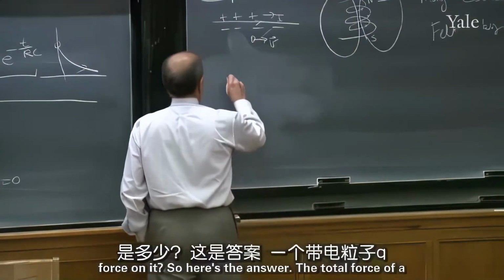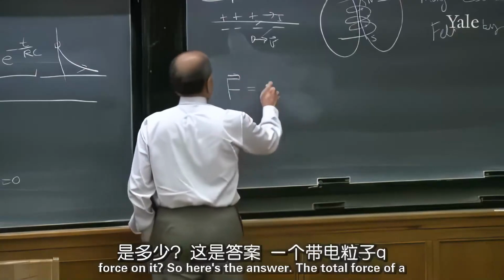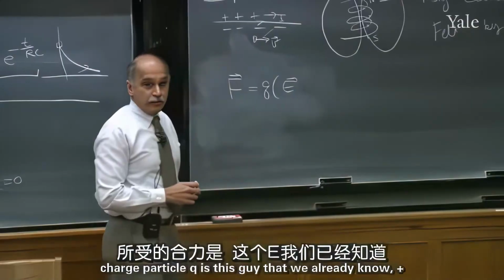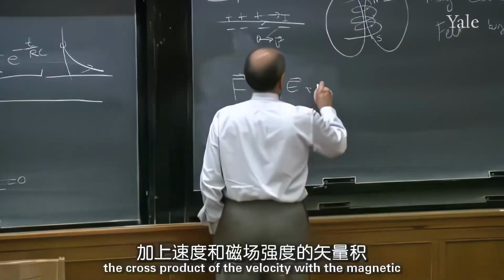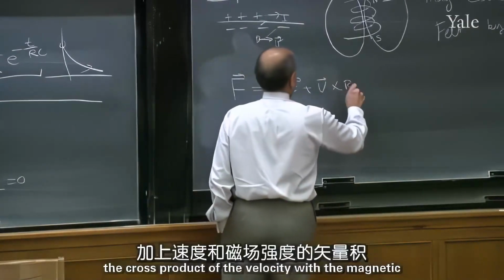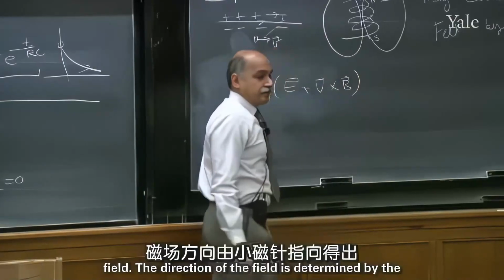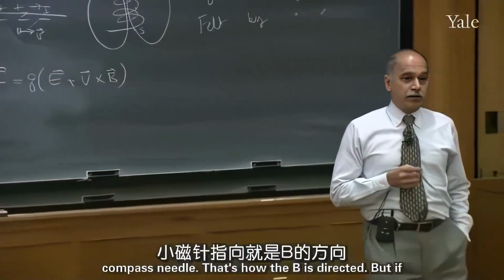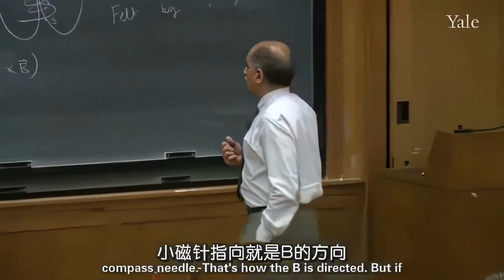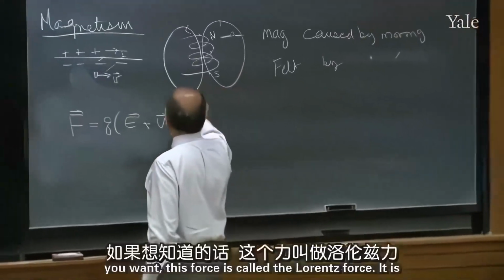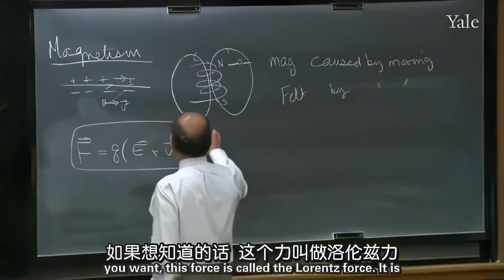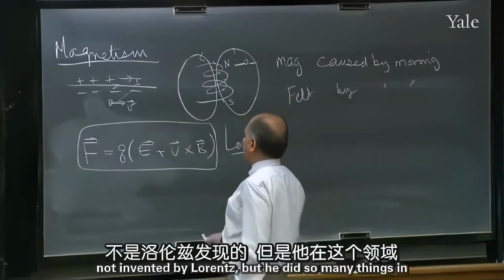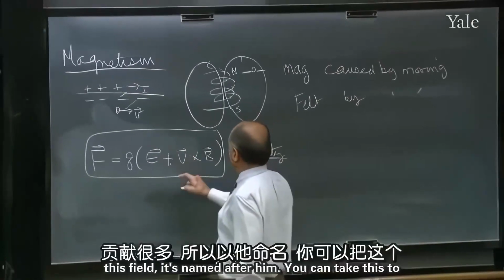So here's the answer. The total force on a charged particle Q is this guy that we already know, plus the cross product of the velocity with the magnetic field. Direction of the field is determined by the compass needle. Okay, that's how the B is directed. But if you want, this force is called the Lorentz force. It was not invented by Lorentz, but he did so many things in this field, it's named after him.